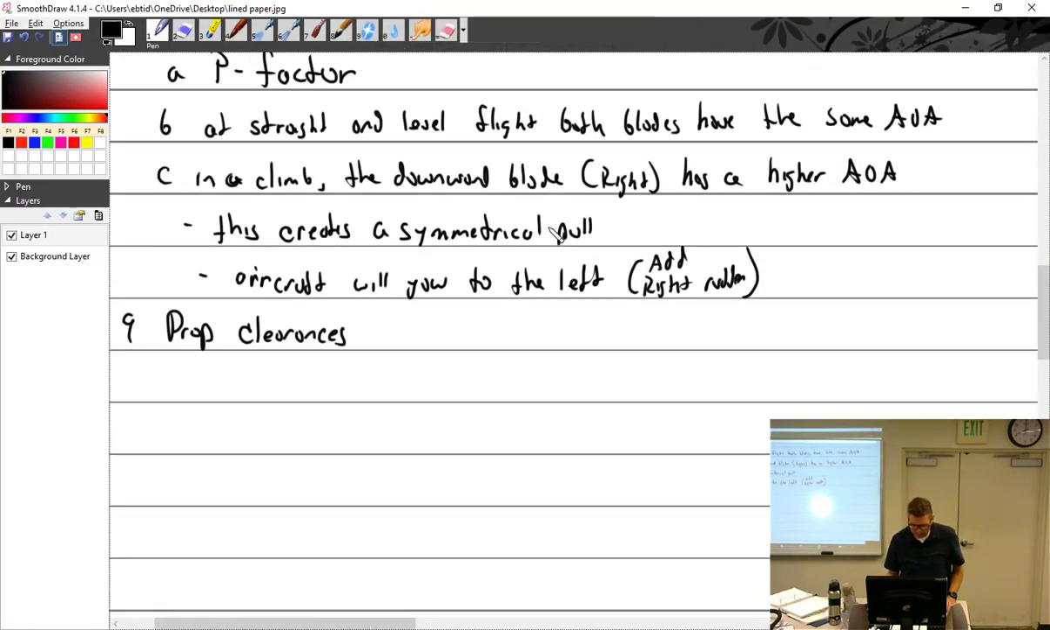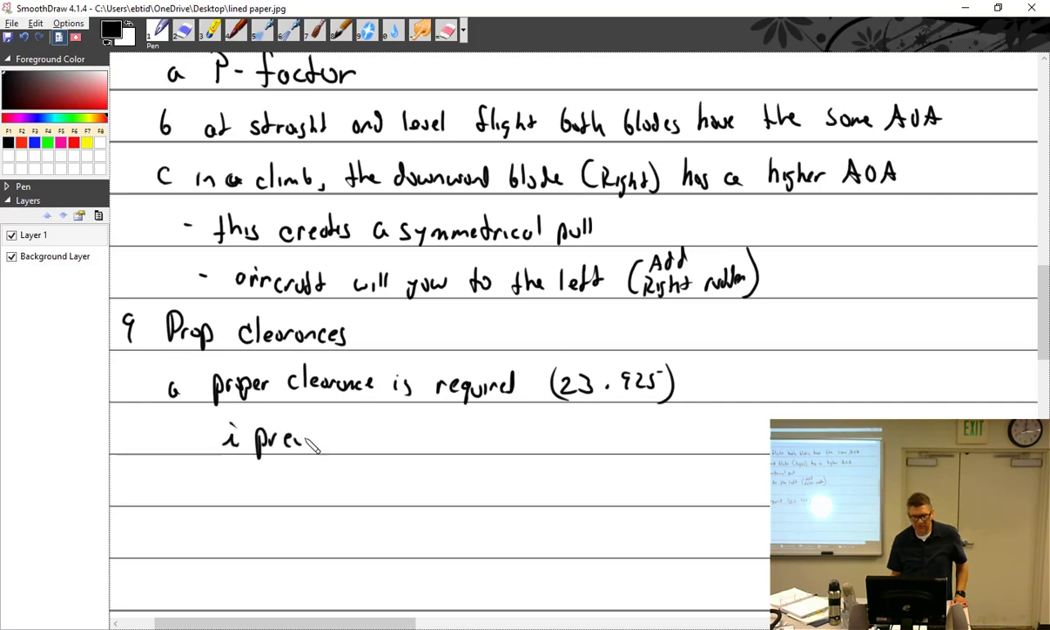All right. Prop clearances. Proper clearance is necessary. It is required. 23.925. Why? It will prevent prop damage and reduce aerodynamic interference.